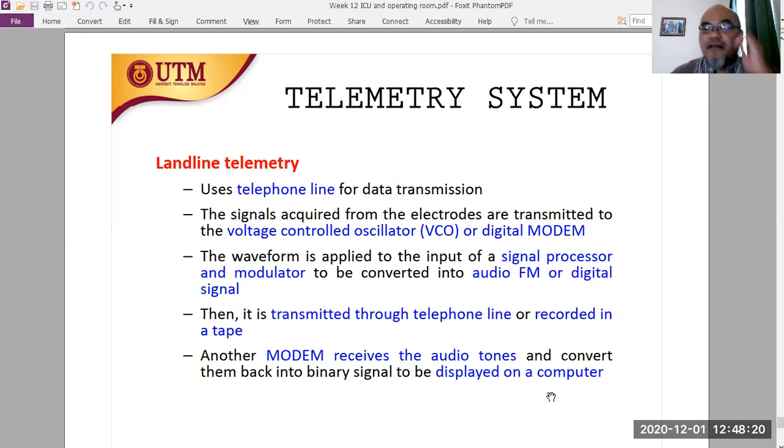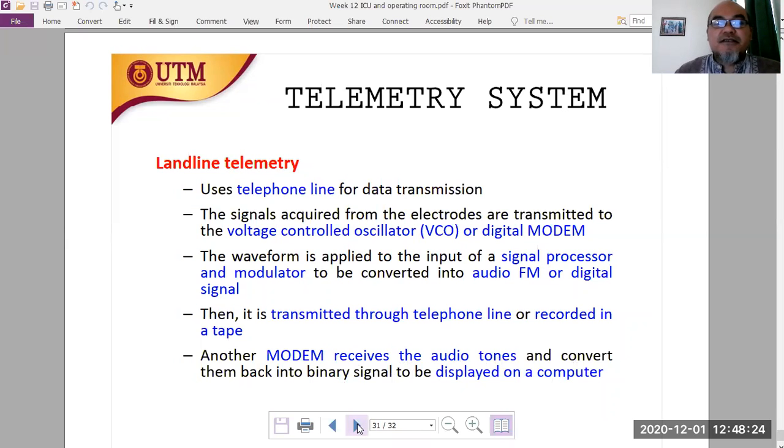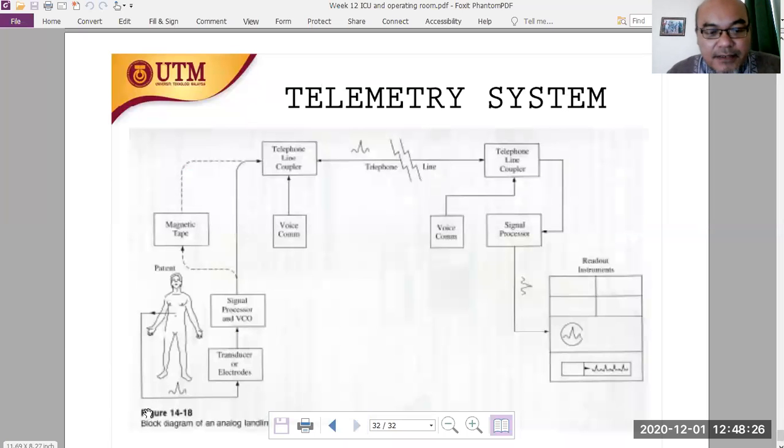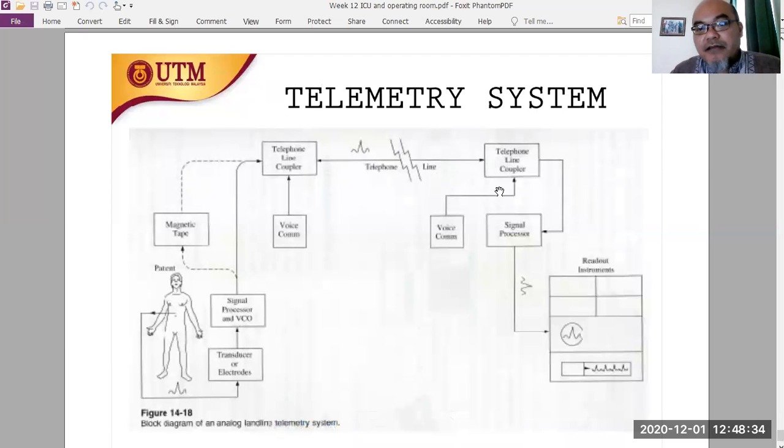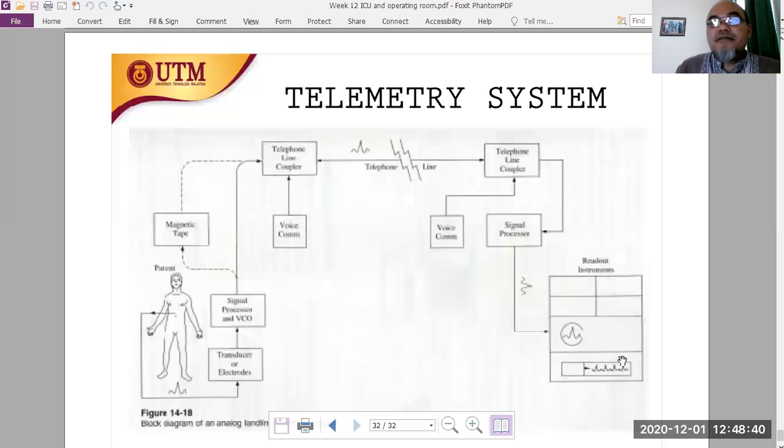So this is the modem, how the old modems work. This is how it looks. The patient, and then the block diagram: the signal processor transmits through a telephone line, through cable, and then on the other side of the line, it is demodulated again using a signal processor and then displayed on the readout instrument.